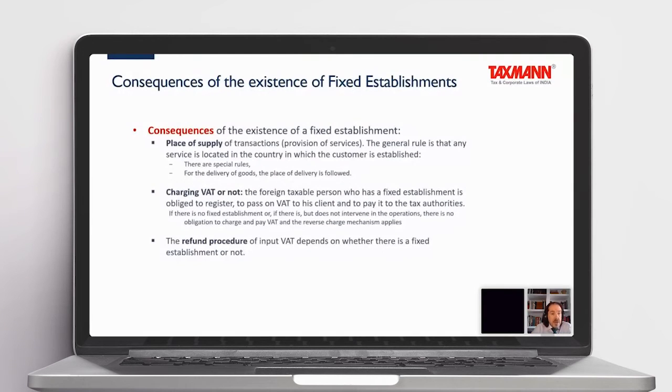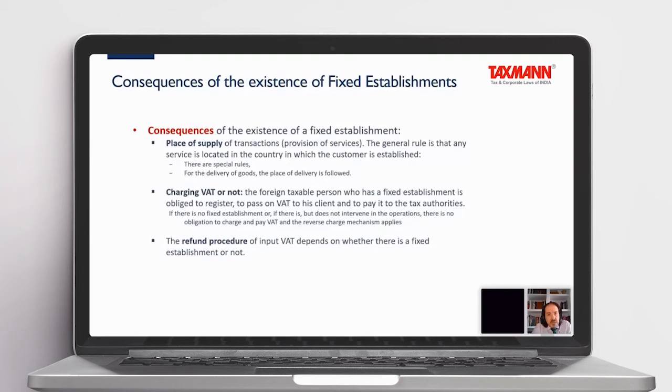Well, there are three main consequences of the existence of a fixed establishment. The first one is related to the place of supply of transactions. Mainly when we deal with supplies or provisions of services, the destination principle is the general one. We have some specific cases, but the main criterion is the destination principle.